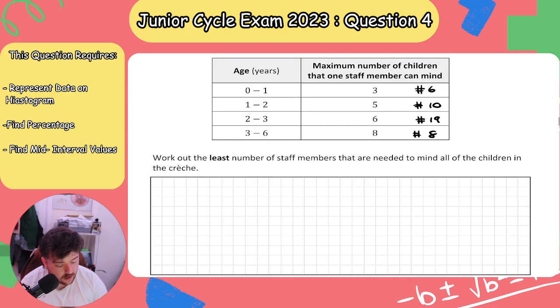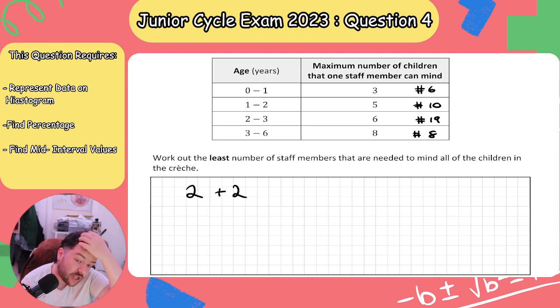So work out the least number of staff we need. Well, I have 6 children aged between 0 and 1. One member can only watch 3. So I need at least 2 staff for ages 0 to 1. I have 10 children aged between 1 and 2. One staff member can only watch 5. So therefore, I'm going to need 2. Right? I have 19 children aged between 2 and 3. One staff member can legally only watch 6 of them.